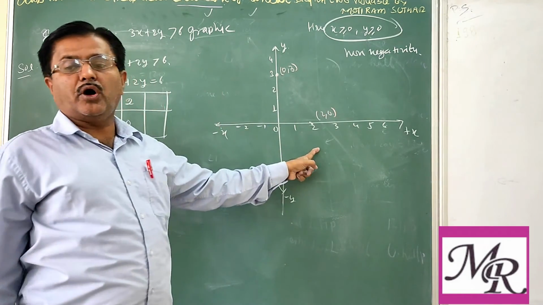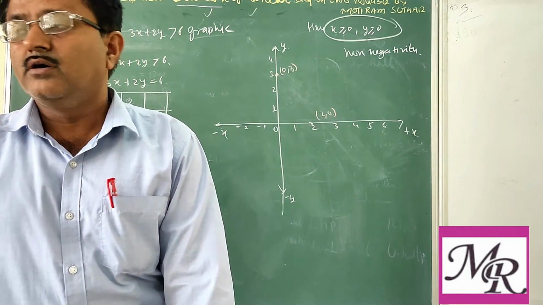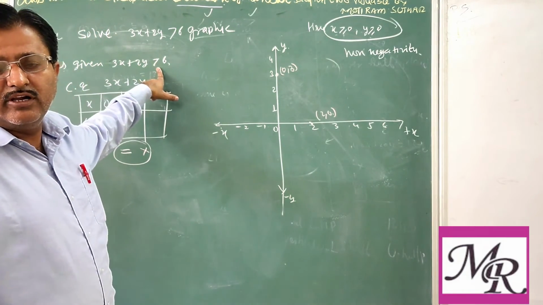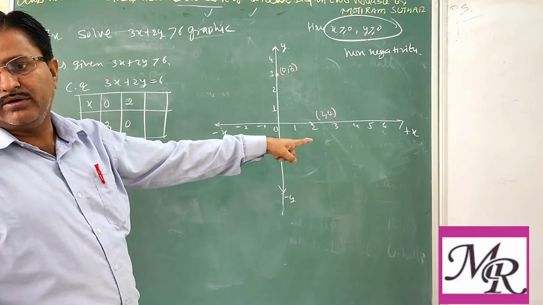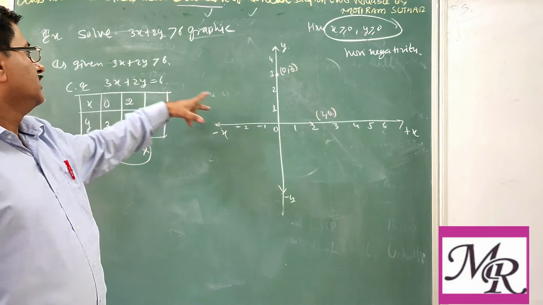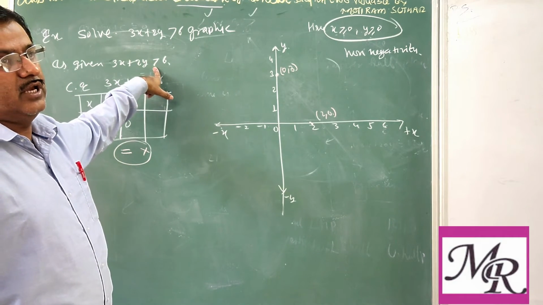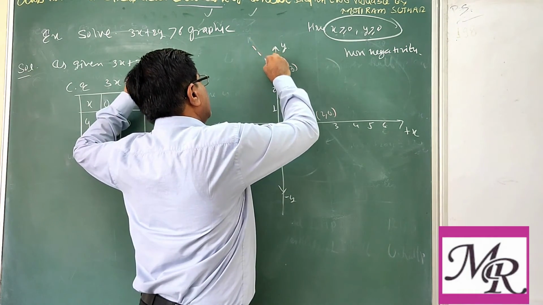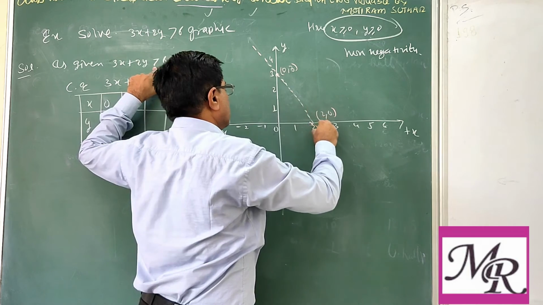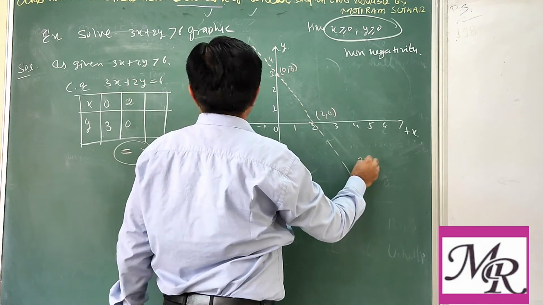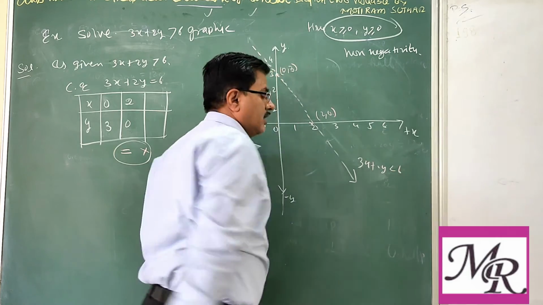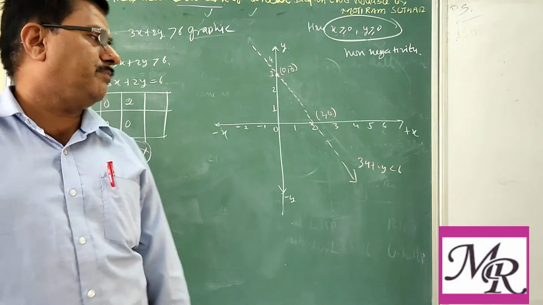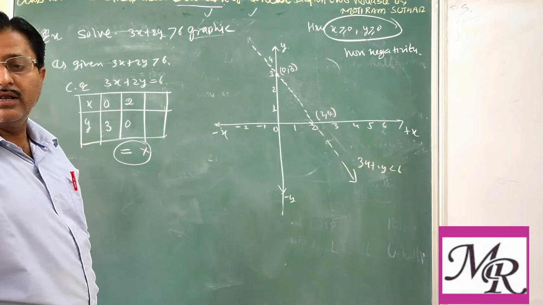Now we join these points. Before joining, you have to see whether there is an equal to sign or not. If there is an equal to, the line will be bold, because that point also satisfies. If the equal to sign is not there, only less than or greater than, then you have to draw the line like this. So this represents 3x plus 2y less than 6. This is the job of drawing the line on the graph paper.